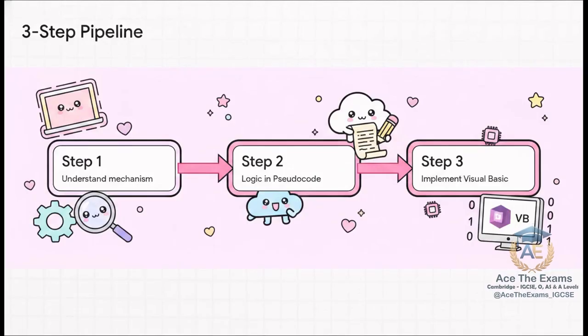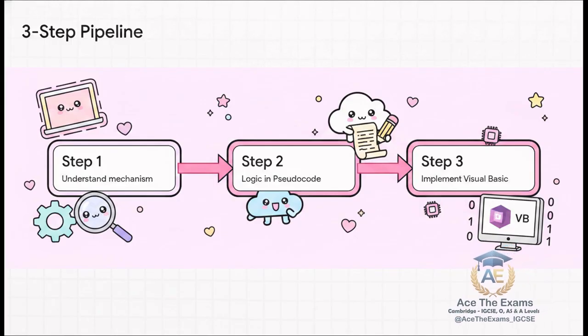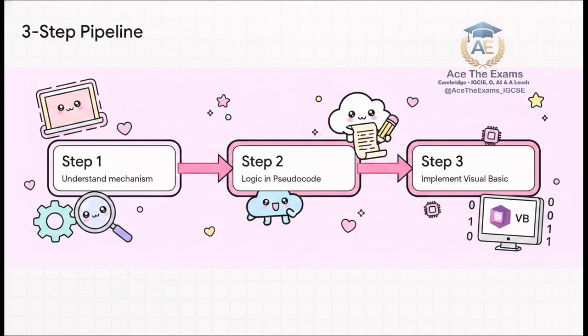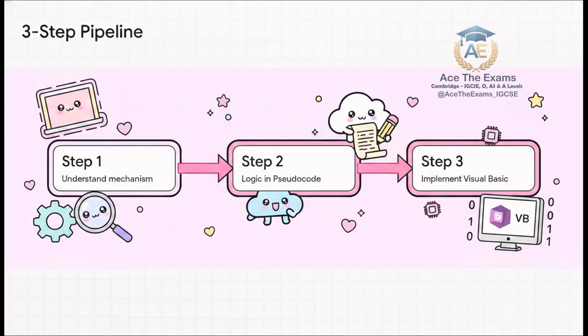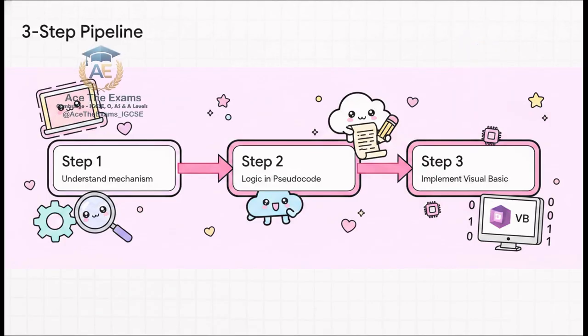If you adopt this simple 3-step pipeline, I promise you'll never freeze up staring at a blank Visual Studio screen again. Step 1, truly understand the core mechanism of the problem. Step 2, write that logic out in pseudocode. Step 3, finally implement the Visual Basic code. Build this habit, and programming questions stop being terrifying and start becoming totally predictable.